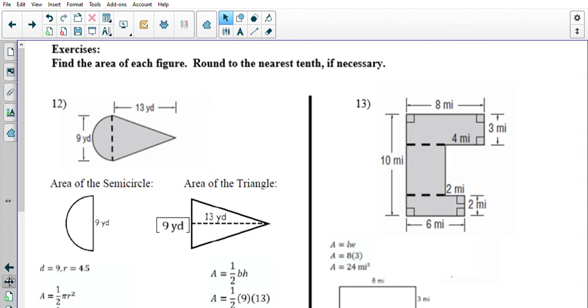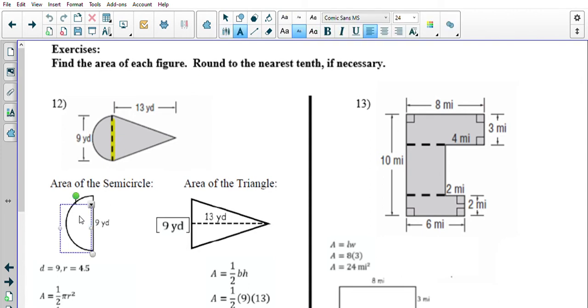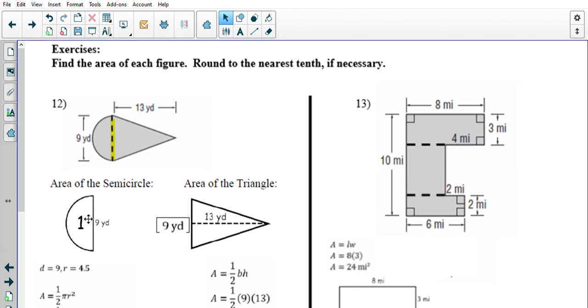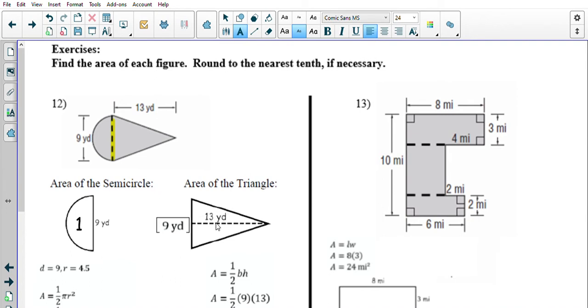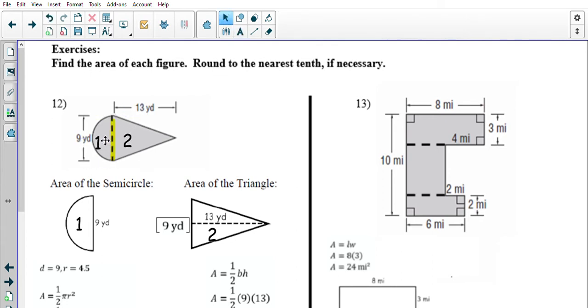So number 12, we've got our, I'm going to call it an ice cream cone. So it looks like a sideways ice cream cone, and it's already split up for us with this dotted line that I'm going to highlight. So it's composed of two shapes. The semicircle I'm going to call shape 1, and then our triangle is going to be shape 2. You don't have to put the numbers in there, but I do think that sometimes helps. So this is region 1 right here. This is region 2, just showing you the two different parts it's composed of.